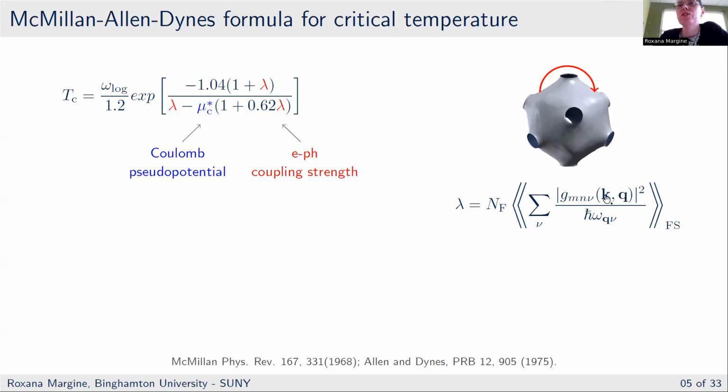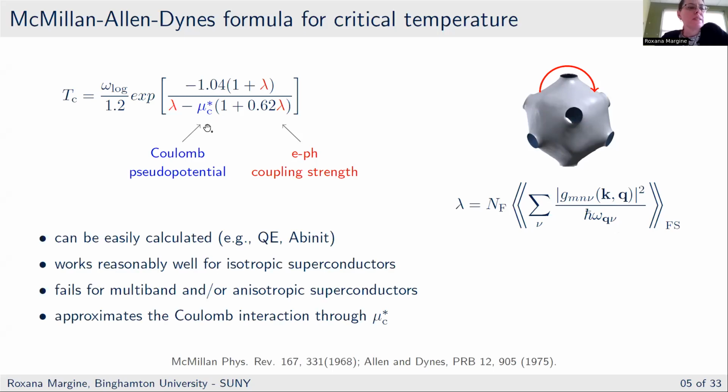So it's a double average over the Fermi surface of the electron-phonon matrix elements. It basically accounts for all possible scattering processes between states k and k plus q through a phonon of frequency omega_q_nu. And mu star is a semi-empirical parameter called the Coulomb pseudopotential, which describes the Coulomb interaction. The reason why this approach has been so popular is that the key quantity, the electron-phonon coupling strength, could be easily computed with Quantum ESPRESSO phonon codes.